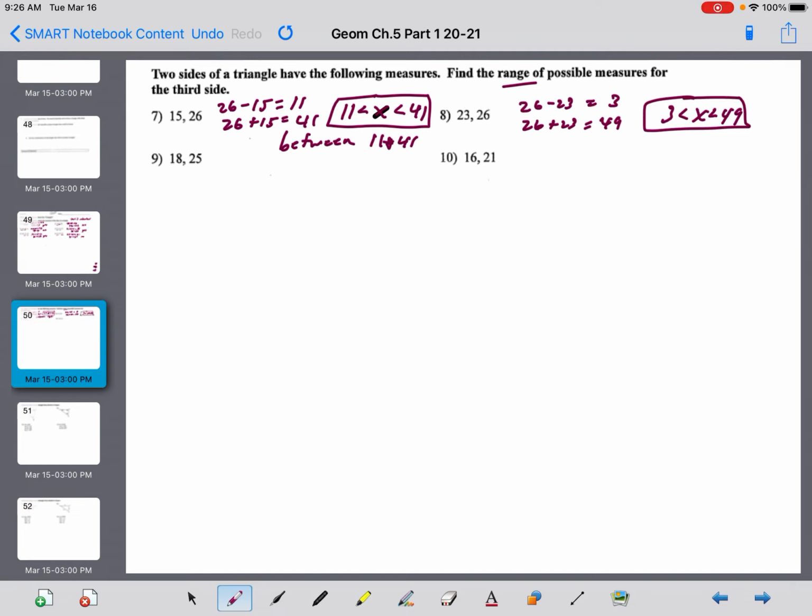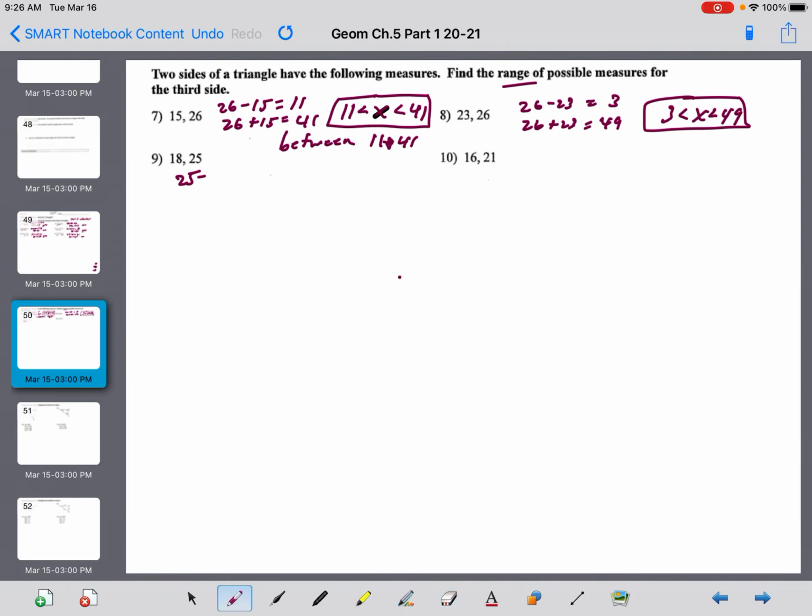Remember, the idea here is that the two sides you're given are on a hinge, and subtracting is when you close the hinge, adding is when you open the hinge 180 degrees. 25 minus 18, whoops, not 118, just 18. That's going to be 7. And 25 plus 18 is 43. So somewhere between 7 and 43.